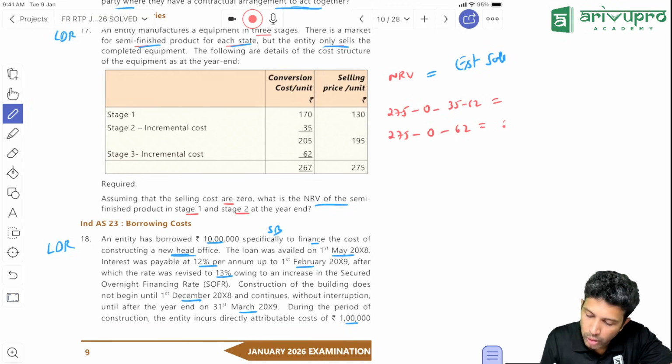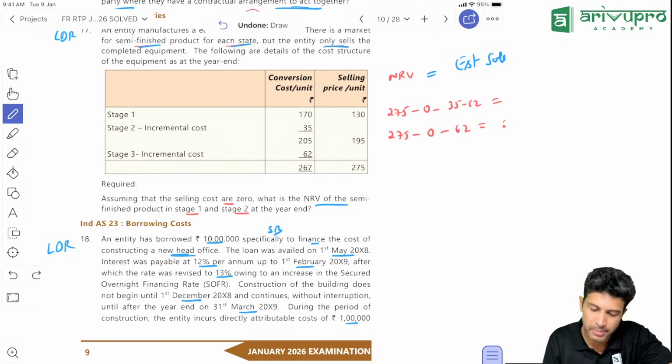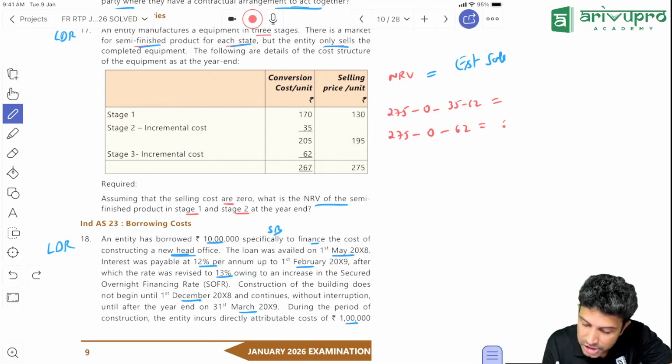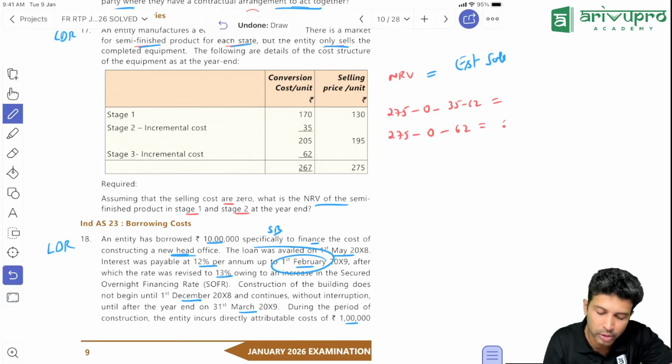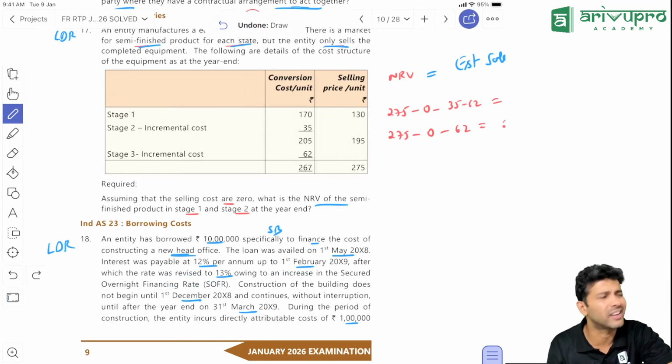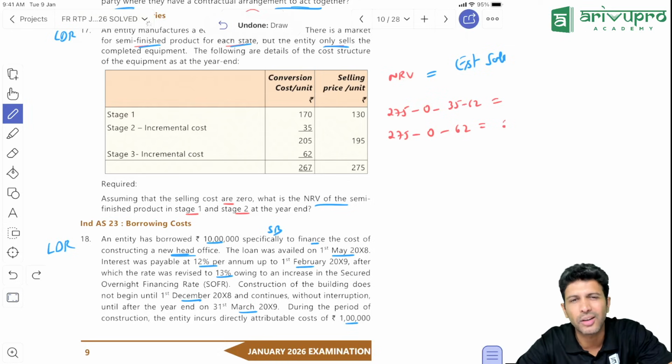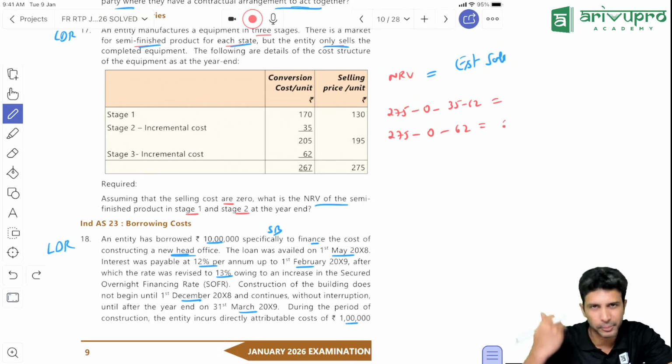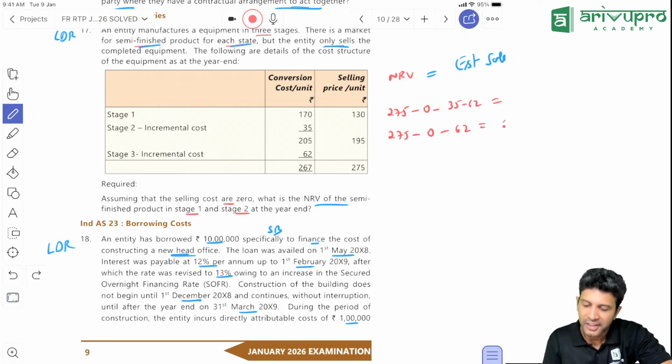The loan was availed or taken on 1st May. Interest rate is 12% up till February. From 1st February onwards, it will become 13%. Remember, the change of interest from 12 to 13 has happened on 1st February. Date is important. Owing to the standard secured overnight financing rate, SOFR. LIBOR we have. Now LIBOR and all is replaced, I think, with SOFR. That's okay. It's not our headache.